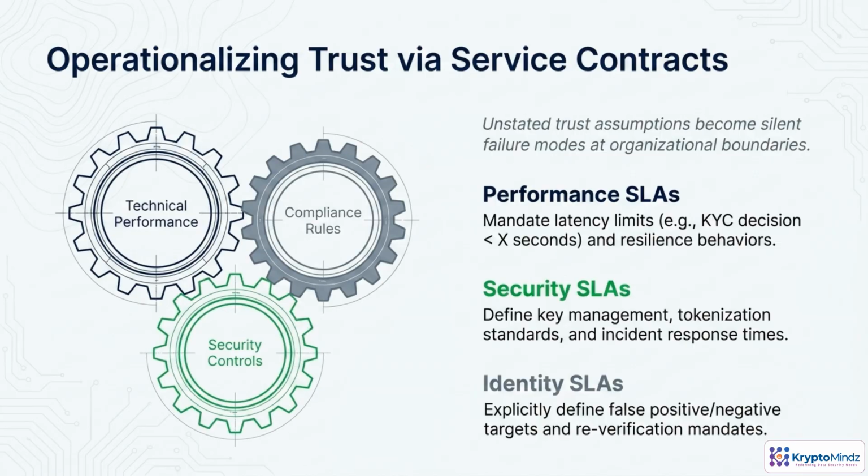Those trust assumptions become concrete when they're written into service contracts. Performance SLAs capture the technical expectations: how fast KYC decisions must return, how systems degrade under load, and what good enough resilience means. Security SLAs turn vague worries into specific requirements for key management, tokenization, logging, and incident response timelines. Identity SLAs pin down accuracy and behavior: acceptable false positive and false negative rates, re-verification frequency, and how disputes are handled. Anything not captured here remains an implicit, risky trust assumption.